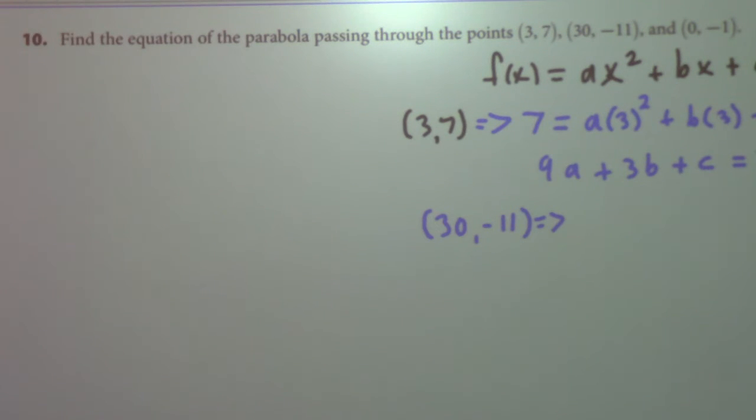Okay, Brianna, what is this going to look like here? What are you going to put in the place of f of x here? We're talking about this point right here. So if we plug in 30, what are we going to get as an output?